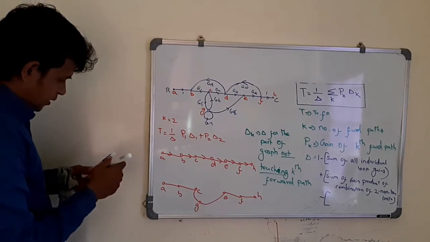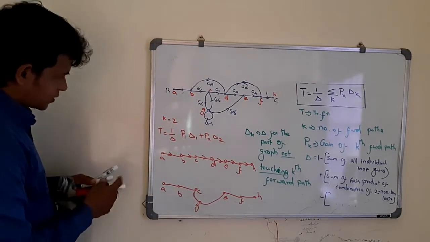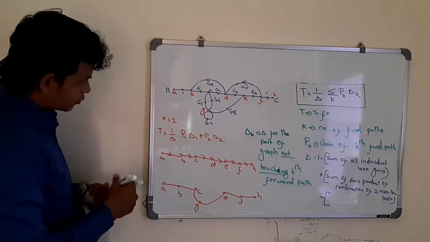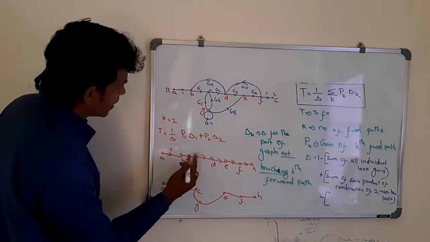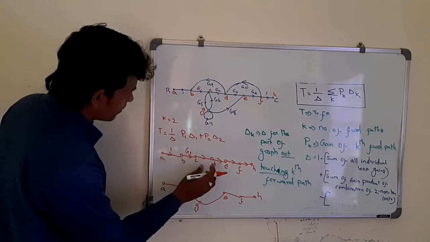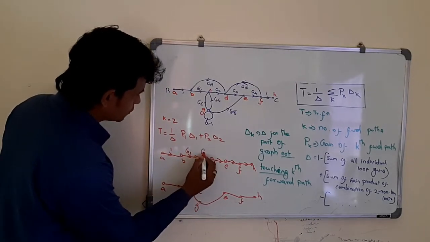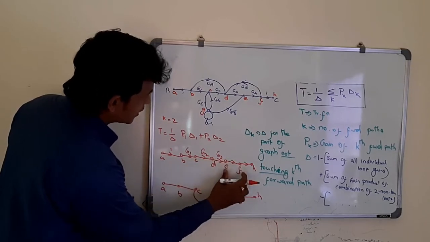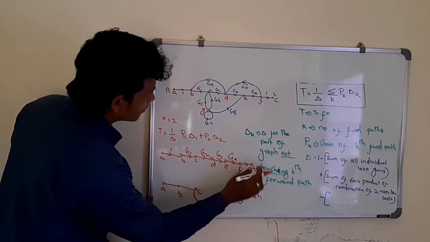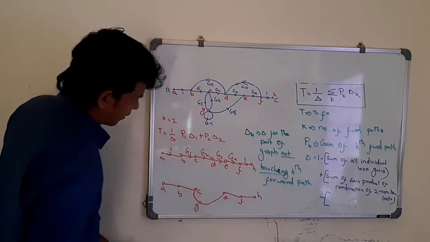Okay, and we should not forget to write the gain between two nodes. Between A and B, the gain is 1. Between B and C, the gain is G1. Between C and D, it is G2. Between D and E, it is G3. Between E and F, it is G4. And between F and H, it is again 1.